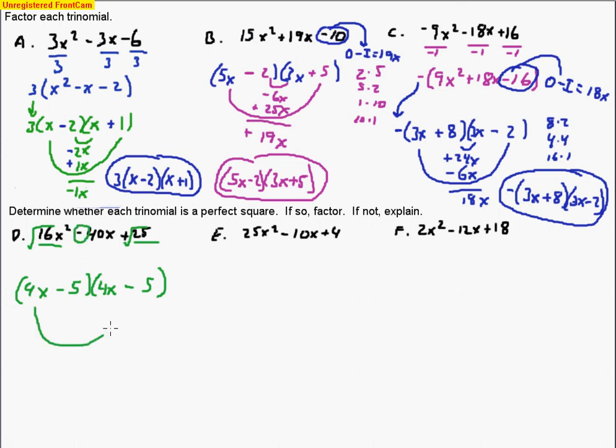So let's just check. Check the outside terms. Check the inside terms. They're going to be the same with a trinomial square. See if they make 40, and they sure do. So yes, this does end up factoring as two binomials that are exactly the same. So that is a perfect square trinomial.